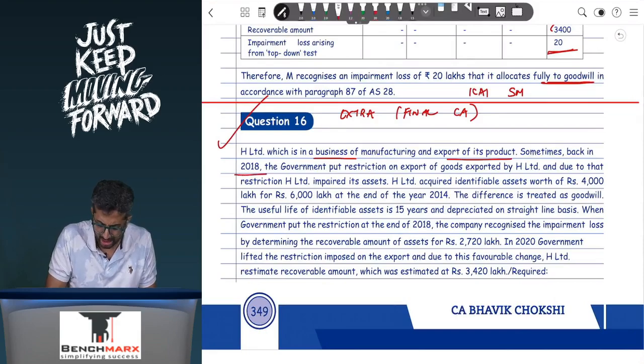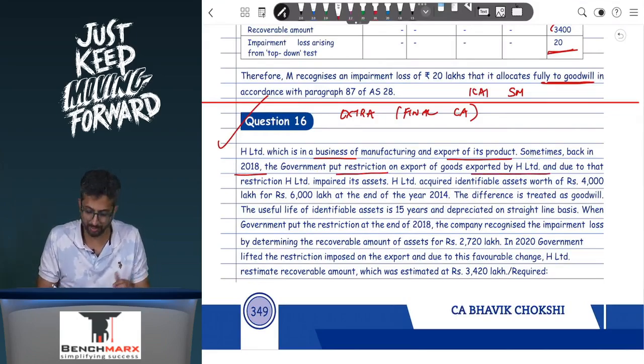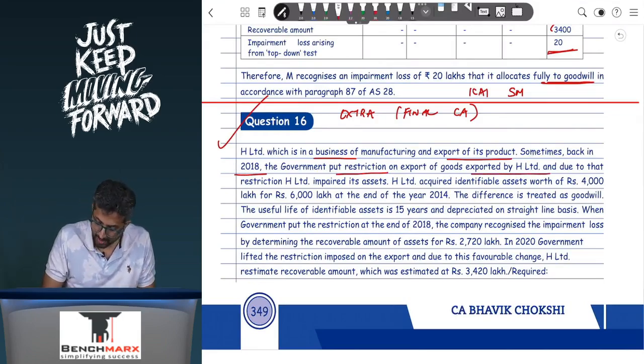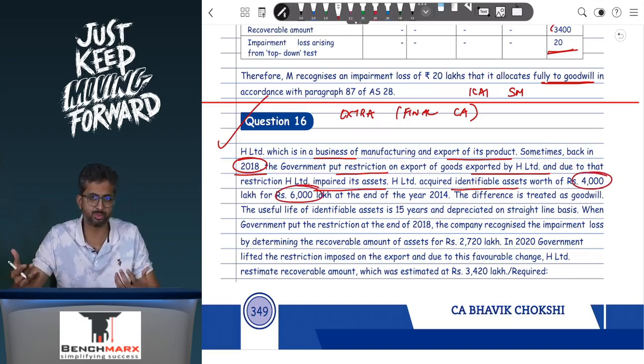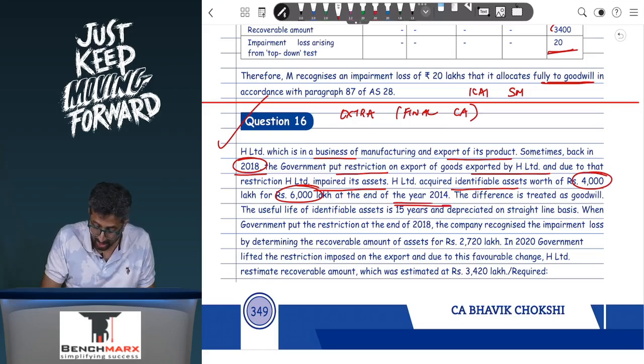Sometime back in 2018, the government put a restriction on the export of goods exported by H. So that is an indicator of impairment. This is happening in 2018, and due to that restriction, H impaired its assets. H had acquired some identifiable assets worth 4,000 for 6,000 lakhs, which means that 2,000 extra must be paid for goodwill. At the end of 2014, around 4 years back, the difference is treated as goodwill.